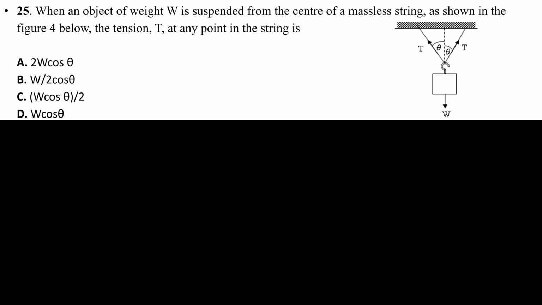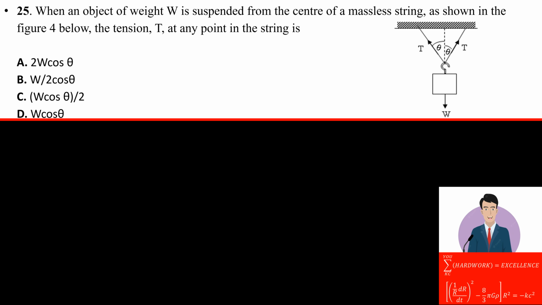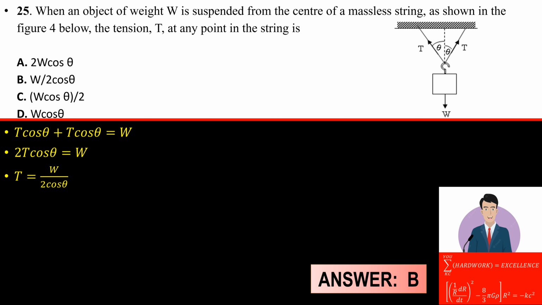When an object of weight W is suspended from the center of a massless string, as shown in figure 4 below, the tension T at any point in the string is. Okay, this is an easy peasy question. So you just come over here and resolve this tension. The vertical component is going to be T cos theta. The vertical component of this guy is also going to be T cos theta. So we sum those two up, and it gives us W. Basically we make T the subject, and so our answer is B.